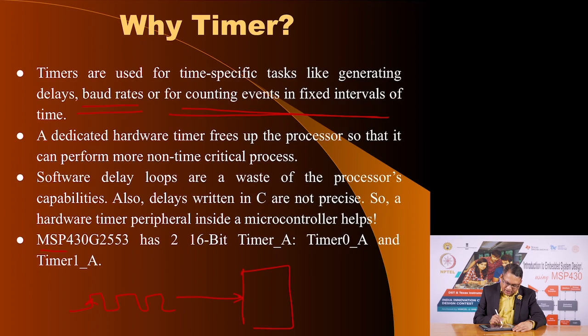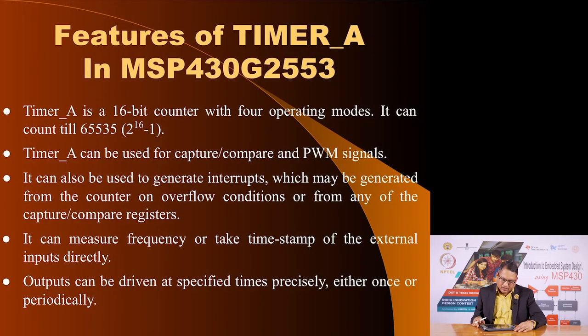MSP 430 G2553 has two 16-bit timer A, and they are labeled timer 0A and timer 1A, and this is over and above the watchdog timer that it has, which can also function as a timer. The timers on MSP 430 are 16-bit counters, which means they can count from 0 to 65535, which means they can count a very large number.